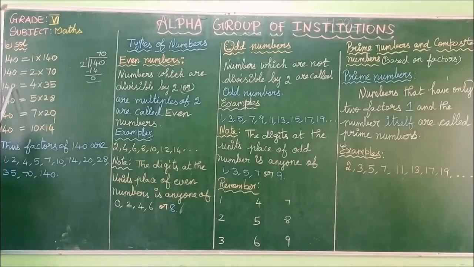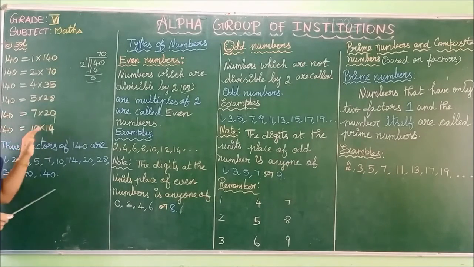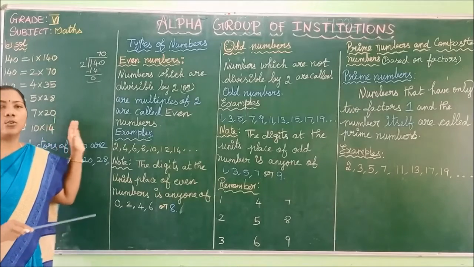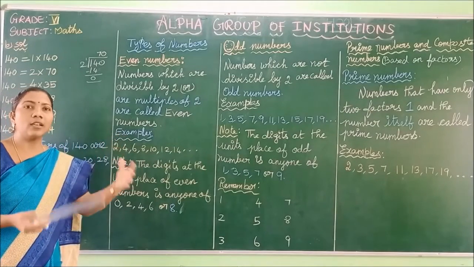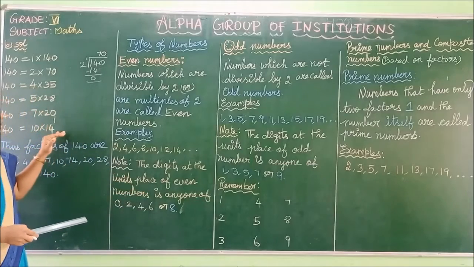Similarly, you have to divide 140 by 4, 140 by 5, 140 by 7, 140 by 10. Find these numbers. Thus we have written 140 as a product of some other two numbers. 140 equal to 2 into 70, 140 equal to 4 into 35, 140 equal to 5 into 28, 140 equal to 7 into 20, 140 equal to 10 into 14. These are the only possible ways to write 140 as a product of some other numbers. So you have to stop up to this.